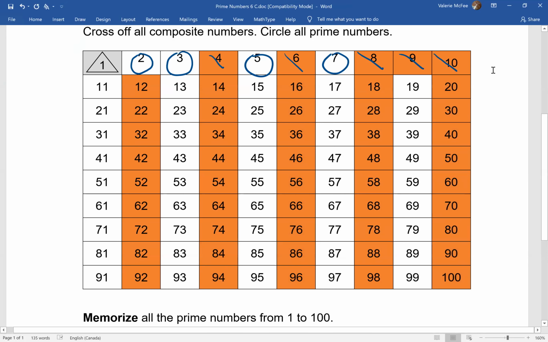Is there another column that we can get rid of straight away? Well, of course, the numbers ending in 5. 5 is a prime number, but every other number ending in 5 is divisible by 5. So that means these numbers are also not prime.